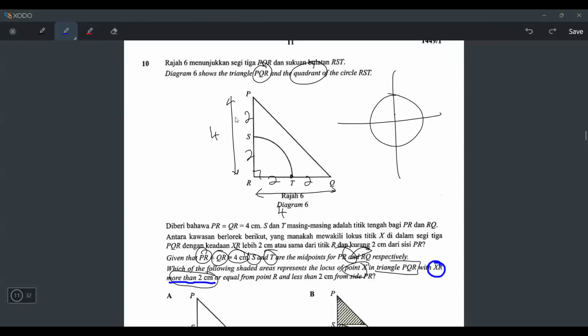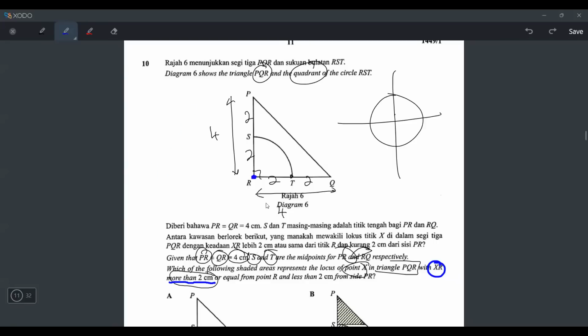If you look at the diagram, there's no point X here, but there is point R here. So it means that point X has to move, but under what condition? With the condition that XR distance is always more than 2 cm. So let's say this is R, and X is 2 cm away from R. If I have to keep the same distance, you will move in a circle like this, right? But they say more than 2 cm.